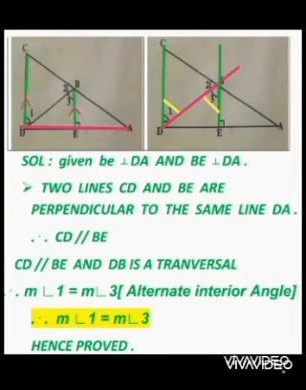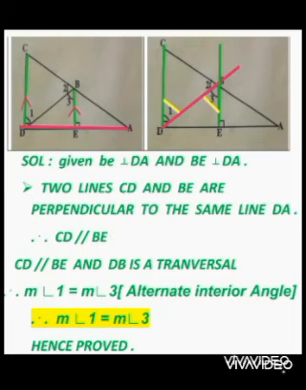What they have given in the question, children, BE is perpendicular to DA and CD is also perpendicular to DA, isn't it? Here the two lines CD and BE are perpendicular to the same line DA, isn't it? So then what happens, children? CD will be parallel to BE. These two lines will be parallel.